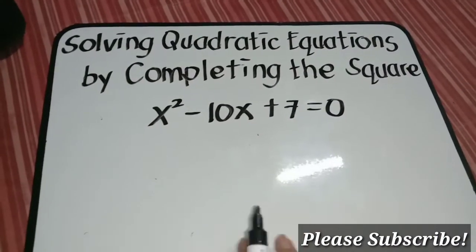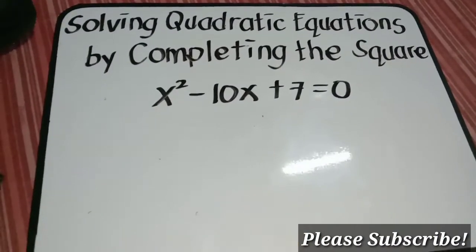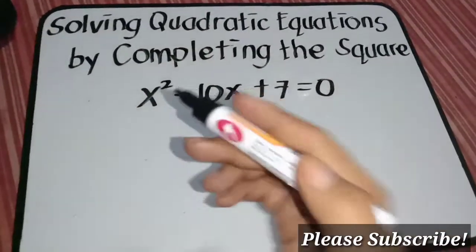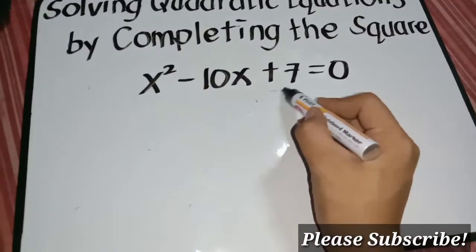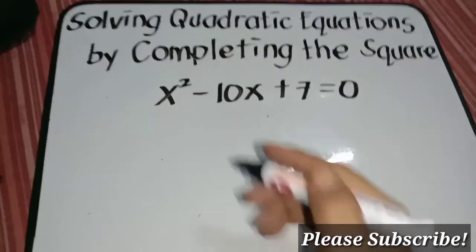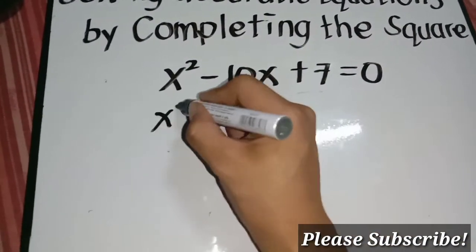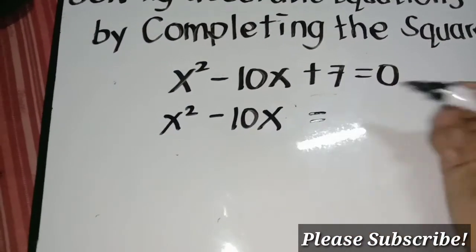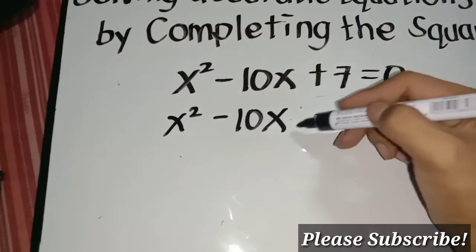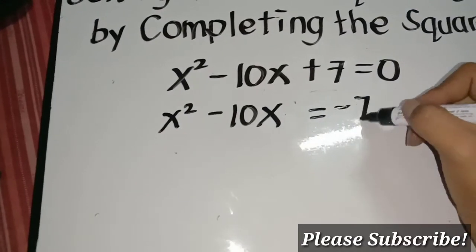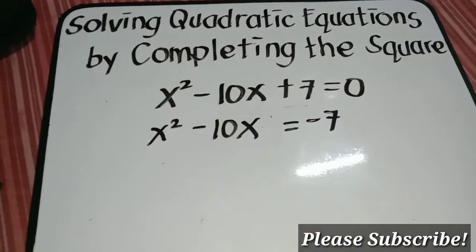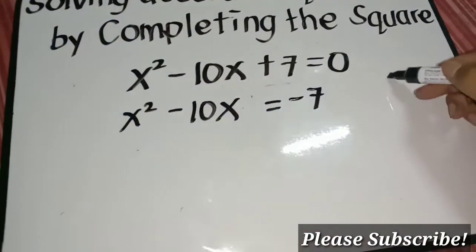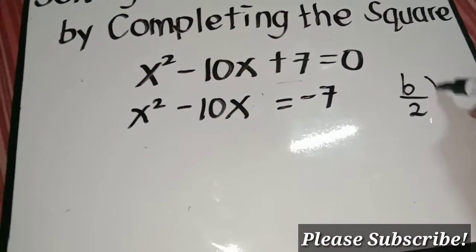So, kaya gamitin natin yung third method which is the completing the square. So, first step natin dapat titingnan natin kung naka-standard form. Naka-standard form naman siya. So, pangalawang step, kailangan daw yung value ng constant ilipat sa right side. So, magiging x squared minus 10x is equal to, dapat yung positive 7, pag lumipat sa kabila, magiging negative 7.